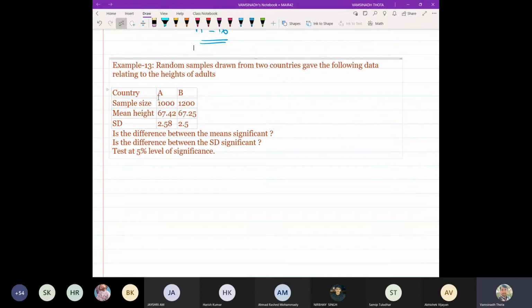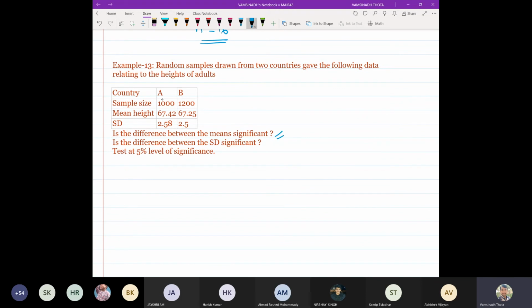Measurements have been taken. So it is observed that the mean height from the country A is 67.42, whereas from the country B is 67.25. And the standard deviations are also given, 2.58 and 2.5. There are 2 questions. Is the difference between the means significant? Is the difference between the standard deviations significant? Okay. Though there are 2 questions, I'm not focusing on whether the difference between the means is significant or not.